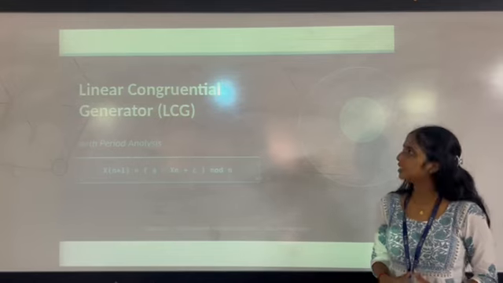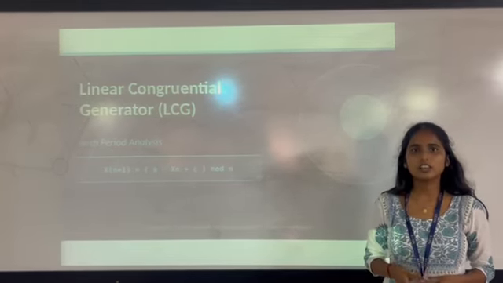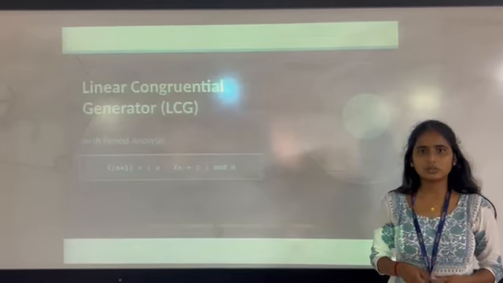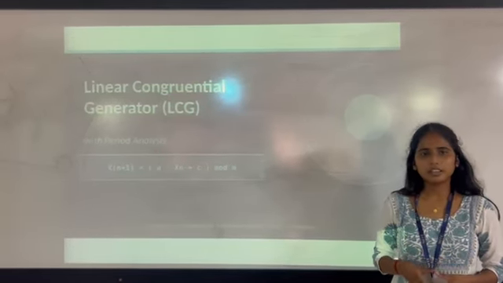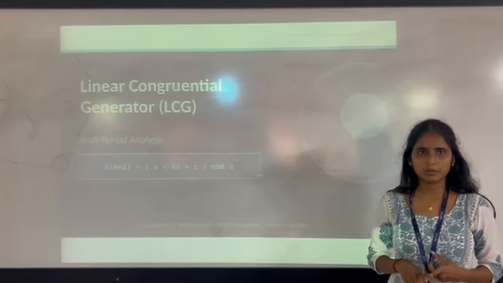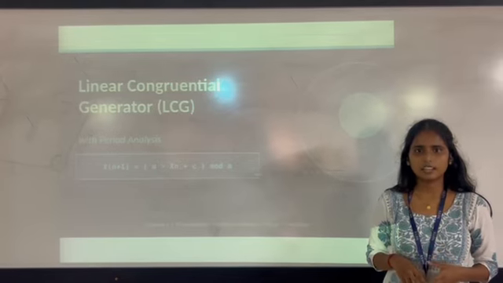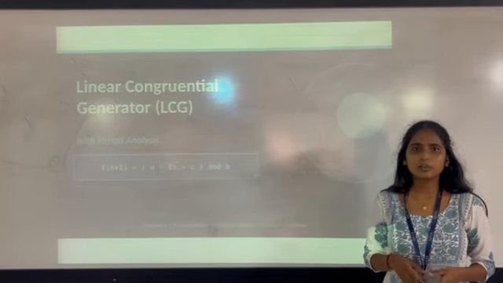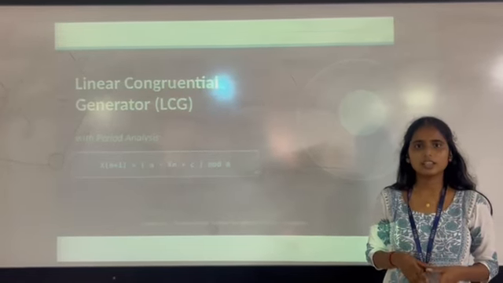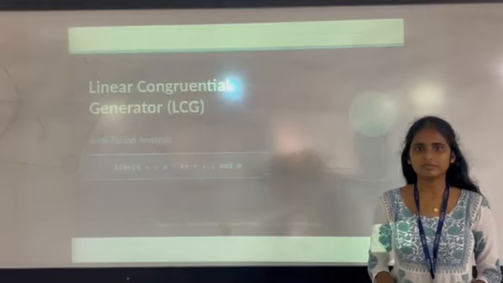Today I'll be explaining the linear congruential generator, or LCG, which is a simple and widely used method for generating pseudo-random numbers. Random numbers play a very important role in areas like cryptography, statistical analysis, simulation, and gaming. However, computers cannot generate truly random numbers, so we use algorithms like LCG to produce sequences that appear random.